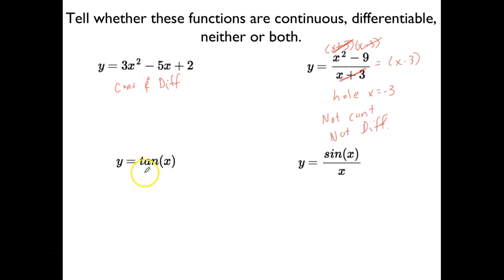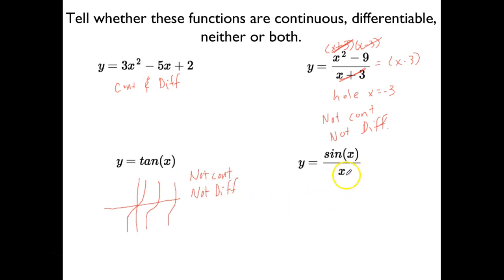Okay, tangent. I made you guys all graph tangent because of that test practically. You guys should know now that tangent is filled with vertical asymptotes everywhere. So this one would be not continuous because there are vertical asymptotes. So since it's not continuous, it's also not differentiable.